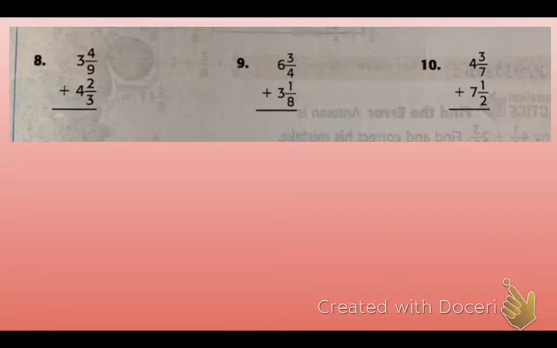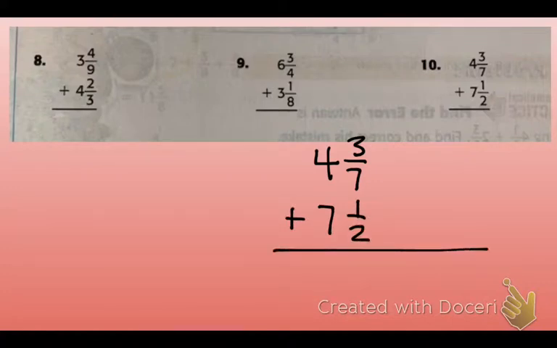All right, so let's solve number 10. I'm going to write it over here, I think it might be simpler for you guys to see. 4 and 3/7 plus 7 and 1/2. Again, first thing we want to look at is those denominators. As you can see, we've got a 7 and we have a 2. So we're going to have to create some equivalent fractions. We have to find an LCM. For 7 and 2, our LCM is going to be 14.